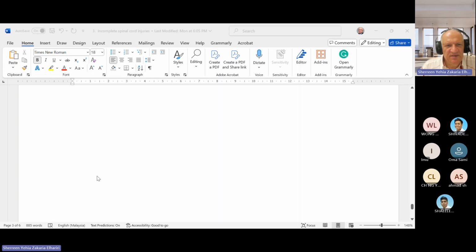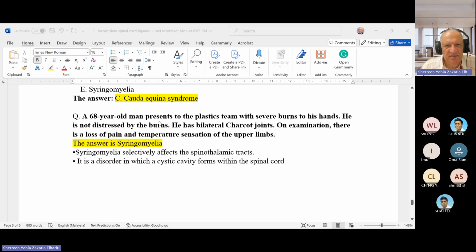I think this is the last question. A 68-year-old man presented to the plastic team with a burn in the hand, which is not distressing, and bilateral Charcot joint. I think this is repeated, and this is syringomyelia.